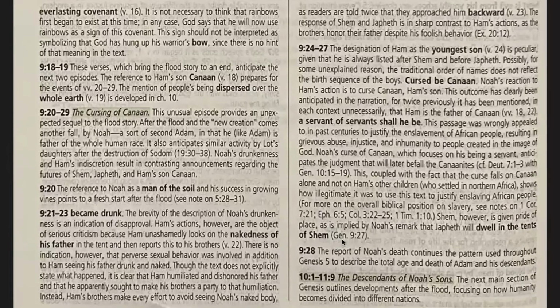Chapter 9, verse 28, the report of Noah's death continues the pattern used throughout Genesis chapter 5 to describe the total age and death of Adam and his descendants. Chapter 10, verses 1 to chapter 11, verse 9, the descendants of Noah's sons. The next main section of Genesis outlines developments after the flood, focusing on how humanity becomes divided into different nations.